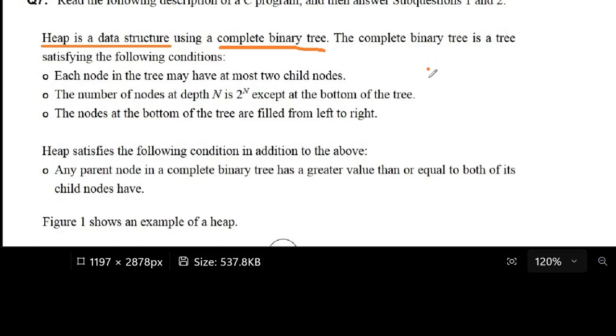Question number 7 of the PhilNITS FE afternoon portion of the exam. In this question, we are being asked something about the heap data structure. And if you've taken any of those data structure classes, then this should be something that you already know of. If not, the description explains what it's supposed to be.